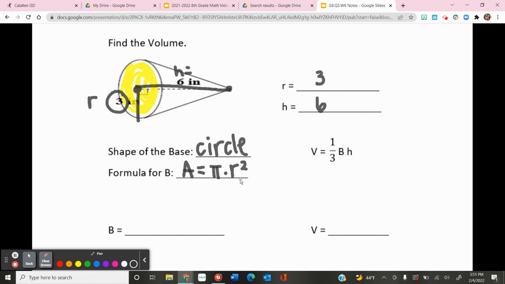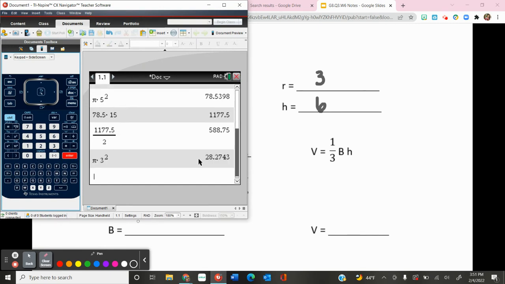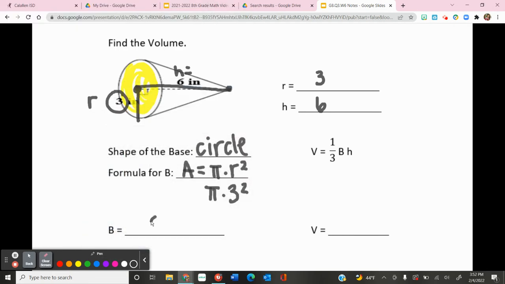So now let's find the area for this circle. So here I have pi times my radius, which is 3 squared. Going into your calculator, let's type this in. Pi times 3 squared is going to equal 28.2743. We're going to round this to the tenths place. So I'm going to look at this 7, and since it's larger than 5, I round the 2 up. So this is going to be 28.3. The area of my base is 28.3.